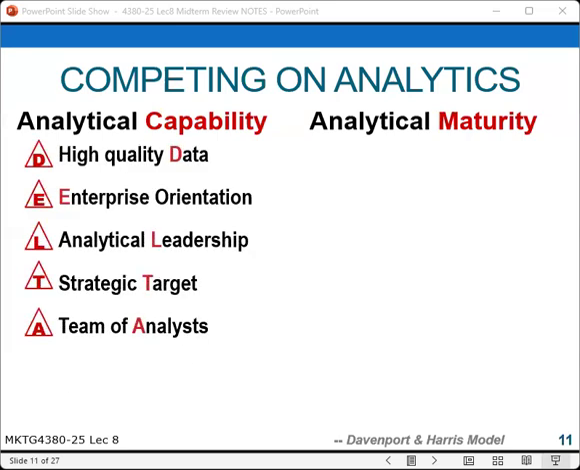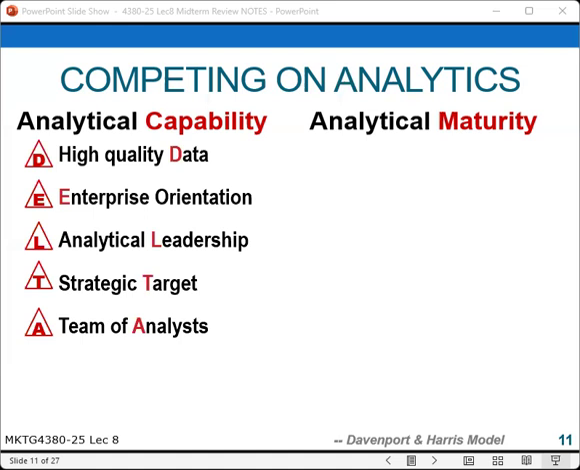So in terms of capability, remember this came from Thomas Davenport. He has this acronym. So for you, you just need to remember what that acronym spells out. So first of all, you need good data. Then it needs to be enterprise orientation. It means the company as a whole needs to be on board with all of this. In order to get there, you need analytical leadership.